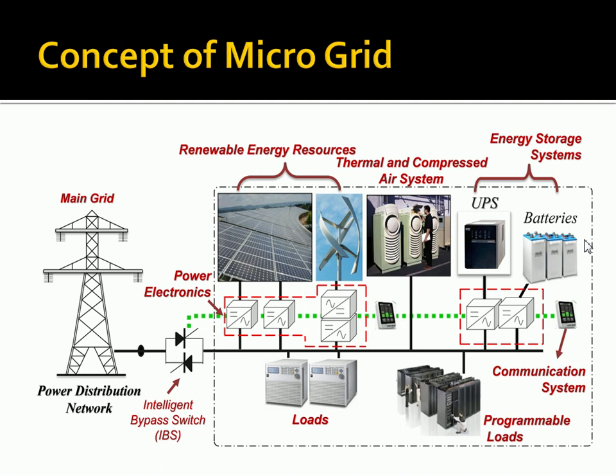Coming to the concept of microgrid, the microgrid is connected to the main grid by using a bypass switch. In the microgrid we have micro sources. These micro sources are connected to power electronic interfaces. These are all controlled by the communication system. This is the most important thing in the microgrid.